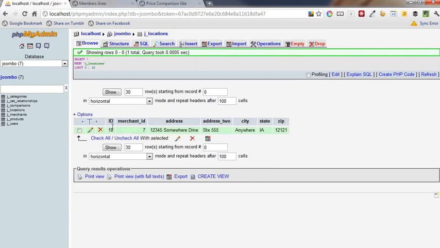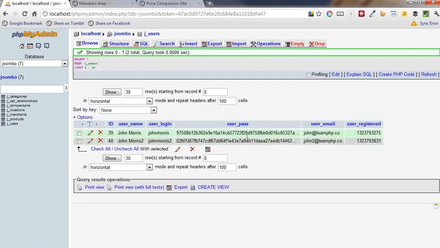All right, for locations, then I have the ID, and it's kind of a cross-reference again. So this would ultimately be the location ID. And then we have the merchant ID. So this is whatever merchant we're talking about, and we have their address information, address 2, city, state, and zip. So it has all the information about each one. And then, of course, finally our user's password here. Again, in the login system tutorial, I cover that in depth about exactly how you do all that hashing.